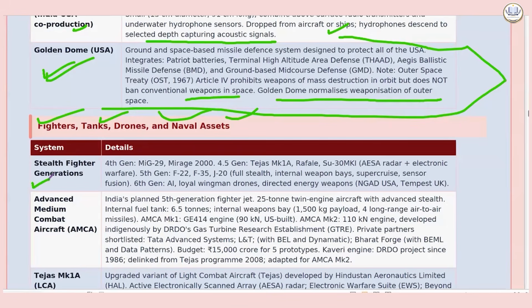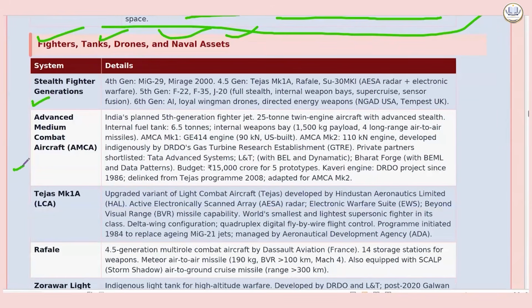5th generation we have F-22, F-35, J-20, which have full stealth and internal weapon bays, supercruise, sensor fusion. 6th generation will have AI and loyal wingman drones, directed energy weapons. So NGAD of USA and Tempest of UK are part of it. AI will be used. Then we have Advanced Medium Combat Aircraft.